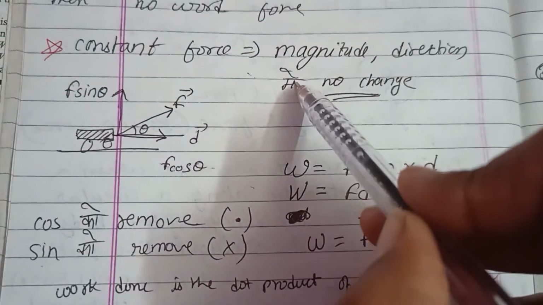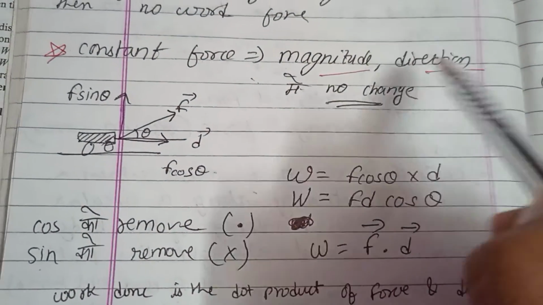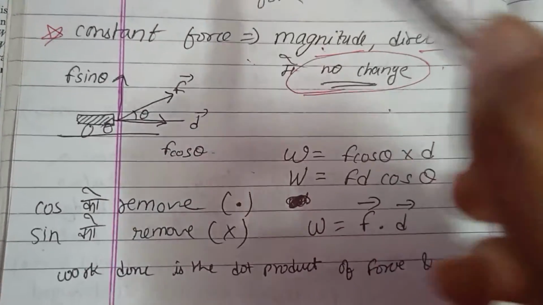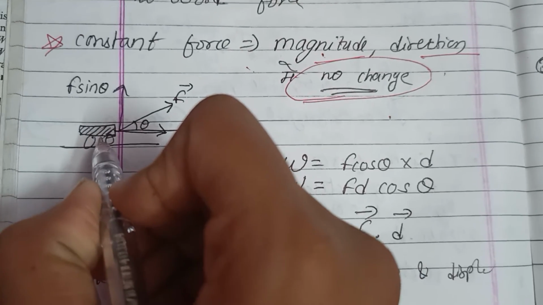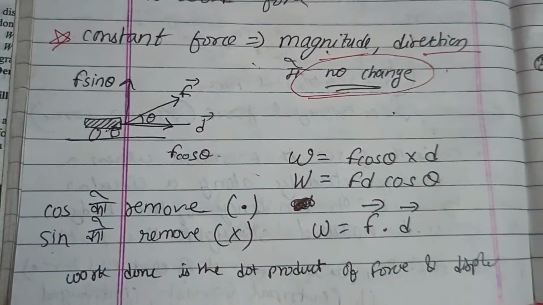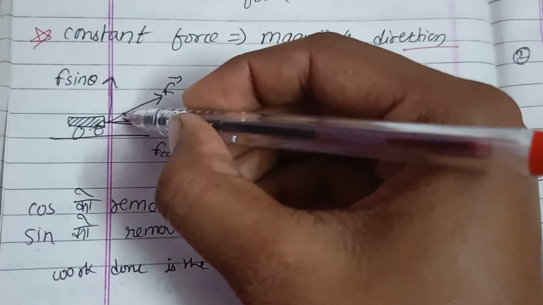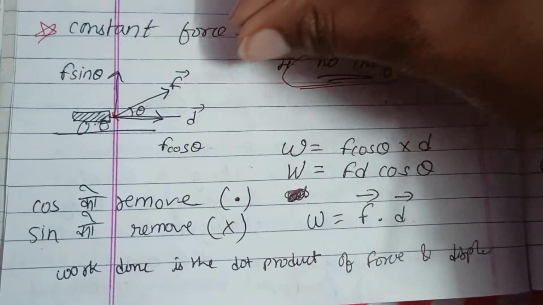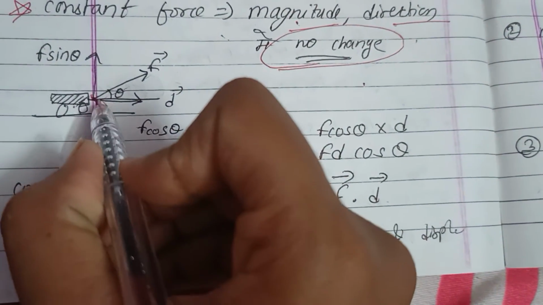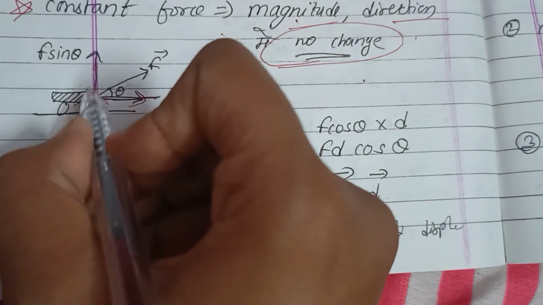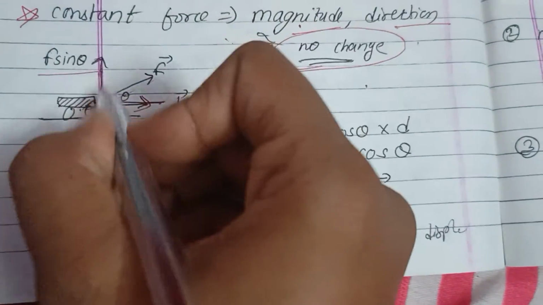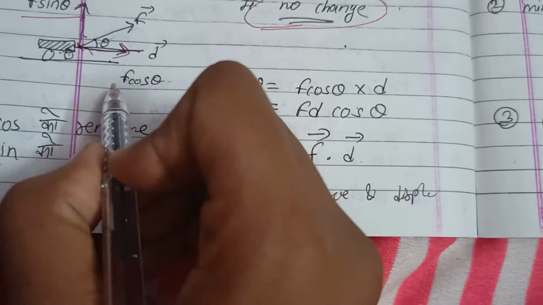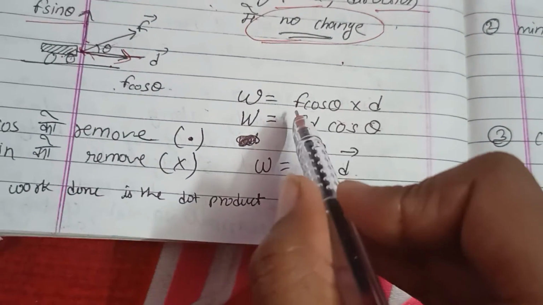Now another topic, constant force. What is constant force? A force in which the magnitude and direction do not change. Suppose this is a body of mass m, and we act a force on it. Suppose I tie a string here and pull it upwards, in which direction will it move? It will move in the forward direction, and perpendicular to that we have f sine theta. Now work done equals force into displacement. The force acting along the displacement is f cos theta, and displacement is d.